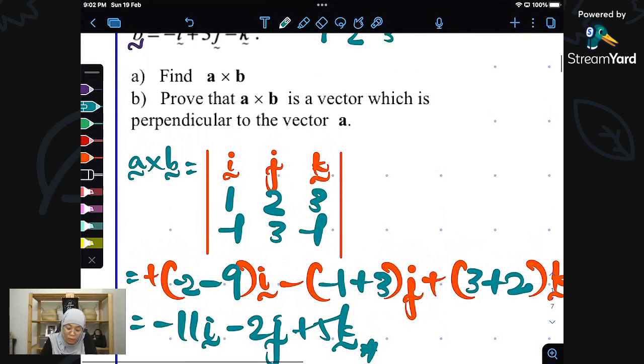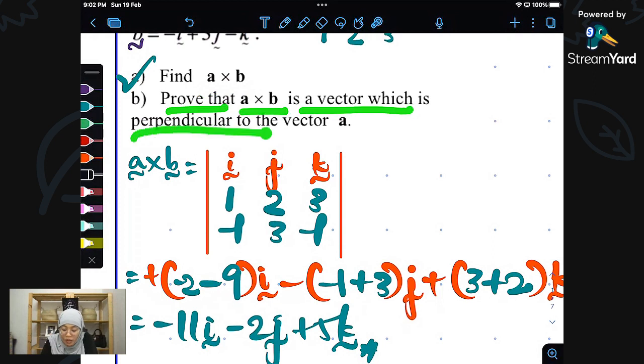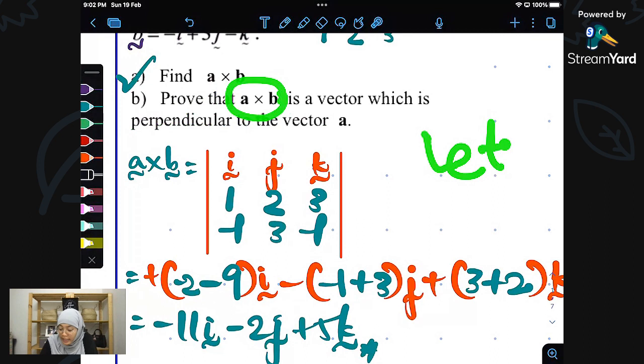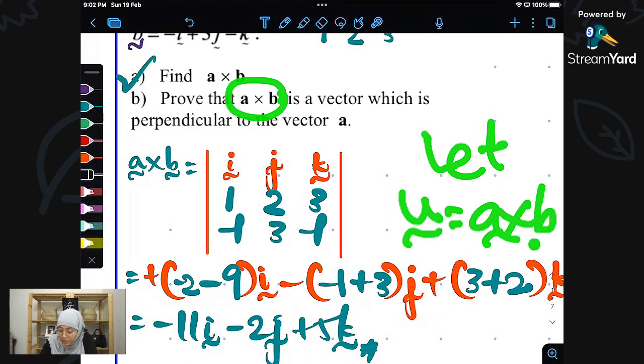Okay, sekarang ni kita dah pun menjawab soalan yang pertama, which is A cross B. How about this one? Prove that the A cross B is a vector which is perpendicular to the vector A. So, A cross B is a vector. It's sort of like a new name. Kalau you nak letkan dia menjadi huruf U contohnya kan, pun boleh juga. Okay, if you want to let it as a new name, you can do it.